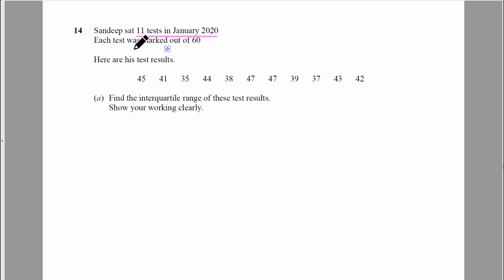Okay. We've sat 11 tests. Each test was marked out of 60. Here are these test results. Find the interquartile range of these test results. Show your working clearly. Okay, step 1. We know IQR equals upper quartile minus lower quartile. Step 1, what's wrong with this? Numbers aren't in order, so we need to write the numbers in order.